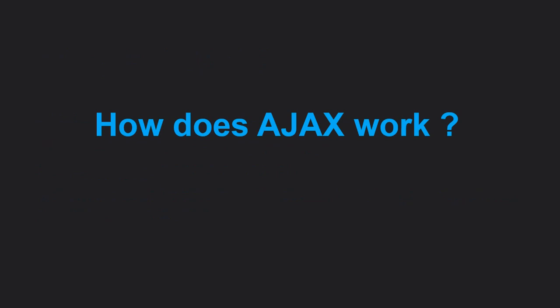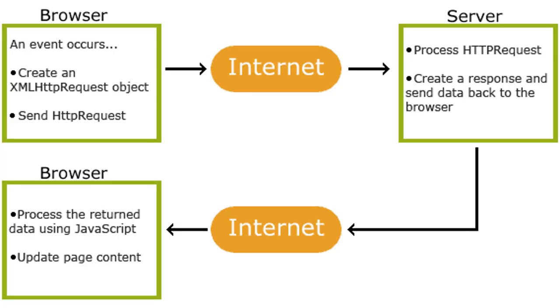Next to know is how it works. This is the whole mechanism of AJAX. When an AJAX event is triggered in the browser, an XMLHttpRequest object is created, and an HTTP request is sent to the server via the internet. In the server, the HTTP request is processed, and response data is created for the HTTP request, which is further sent back to the browser via the internet. Now, in the browser, the returned data is processed using JavaScript, and page contents are updated using JavaScript and the HTML DOM.